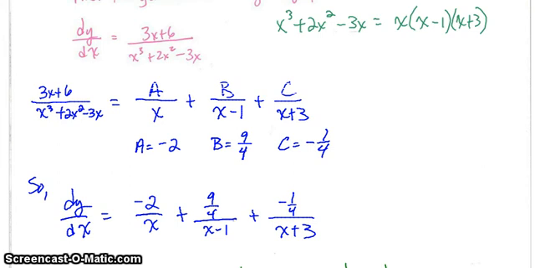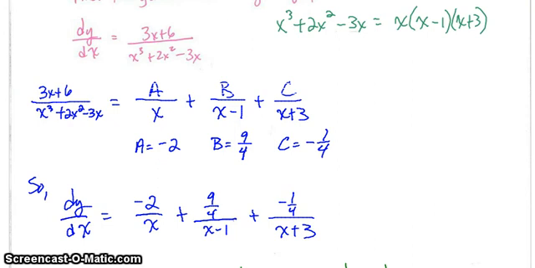All right, so again, we're going to factor. We're going to set up our a, b, and c over our denominators from our factors. We're going to multiply by the LCD. We're going to set x equal to 0, x equal to 1, x equal to negative 3 to solve for our a, b, and c numerator values. Then we can say that dy dx is equal to negative 2 over x plus 9/4 over x minus 1 plus negative 1/4 over x plus 3.